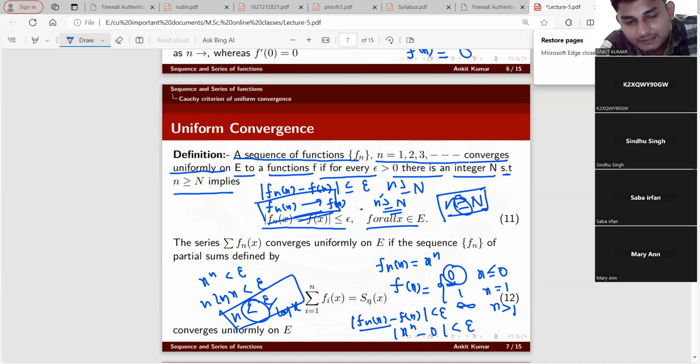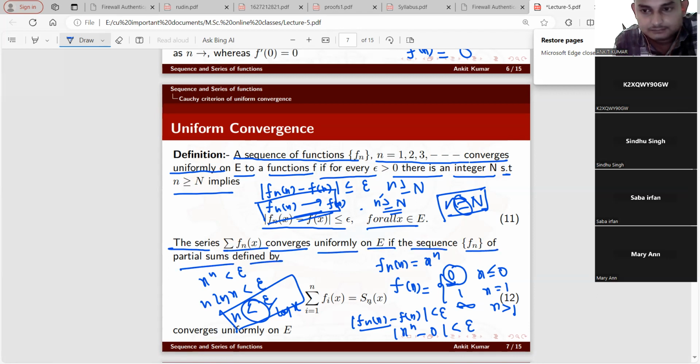The series summation of fn(x) converges uniformly on E if the sequence fn of partial sums defined by the series converges uniformly on E.